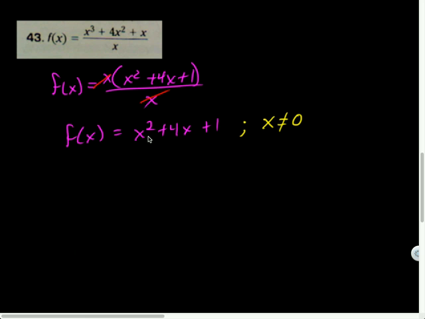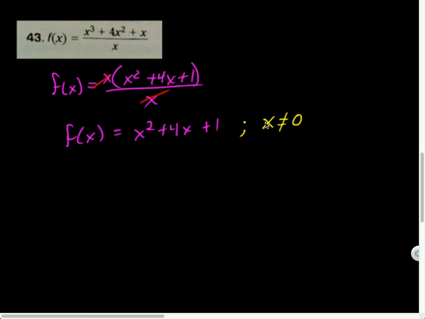So is this a continuous function? It can't be 0 because of the original variable. So even though I simplified this, it still has the domain of the original where x could not equal 0. All right? So is it continuous at x equals 0?